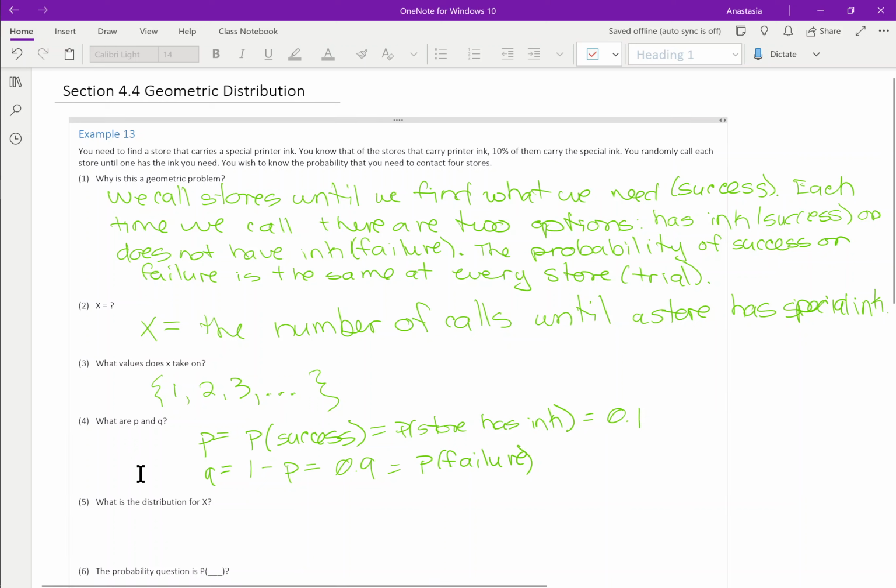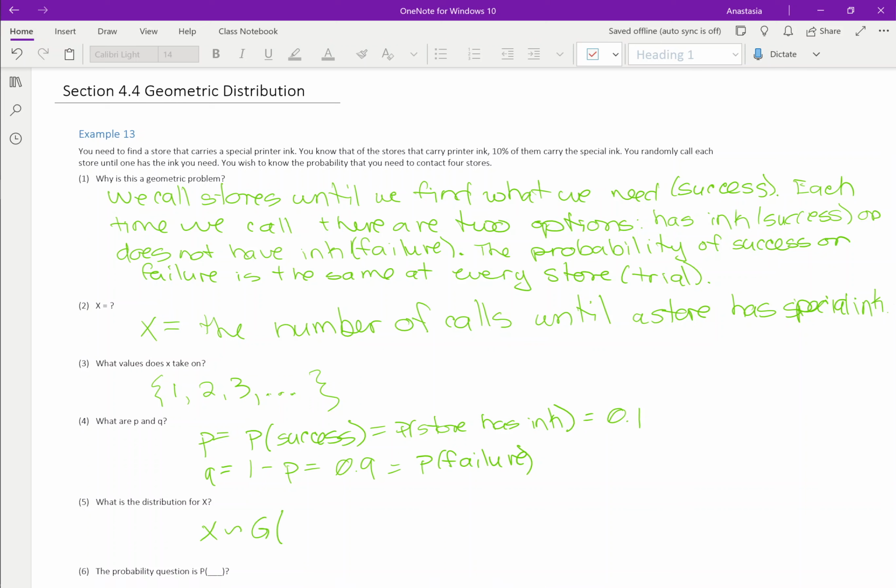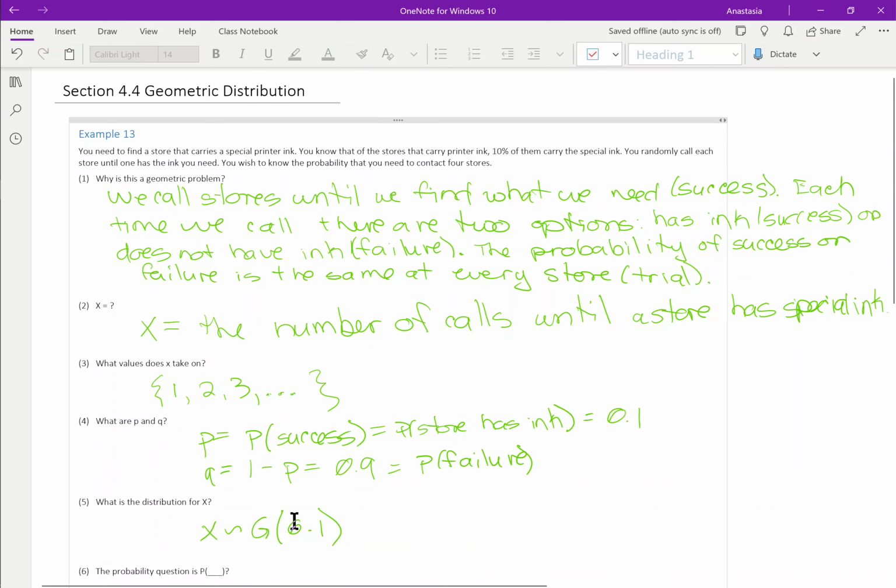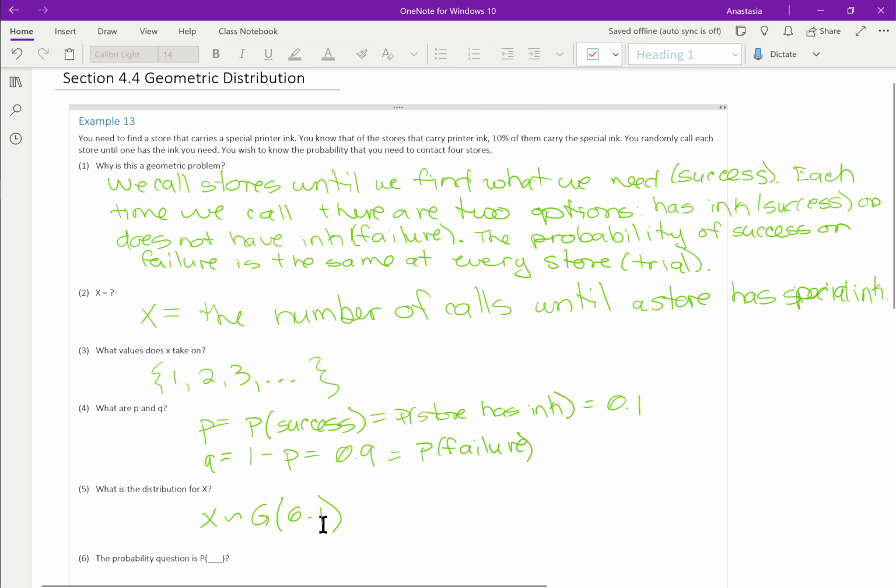Okay, what is the distribution for x? Well, we've already talked about the fact that it's geometric. We've defined x in a certain way, that it is a geometric random variable. So we are going to say that x is a geometric random variable with probability of success being 0.1. And that is all we need for a geometric distribution.